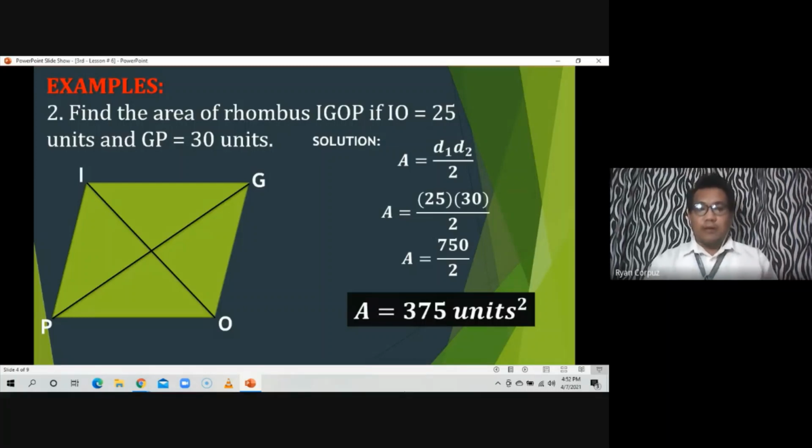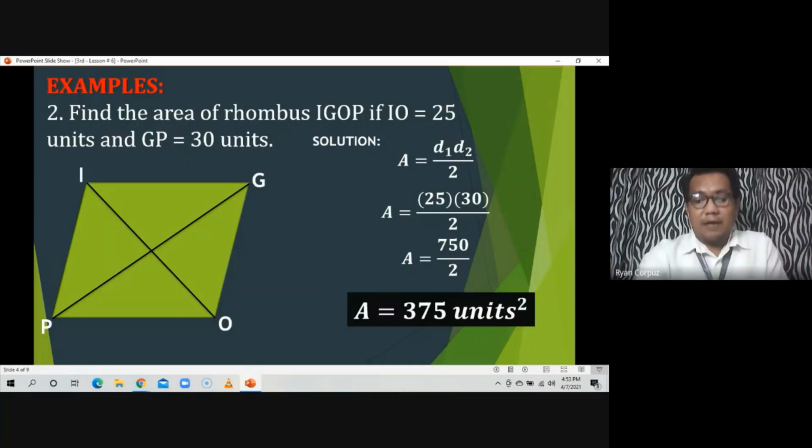So don't forget the unit of measurement when you are looking for the area of a given quadrilateral. Because since you are finding the area, it should always be in square units. So hindi pwedeng ilagay mo lang meters kapag may unit of measurement ang meters, it should be in square units. Naintindihan yon? Always remember that. So, any question on example number 2?